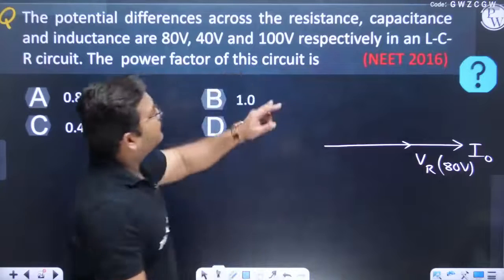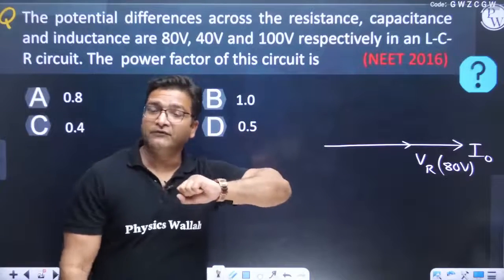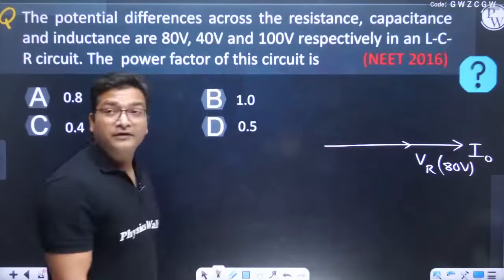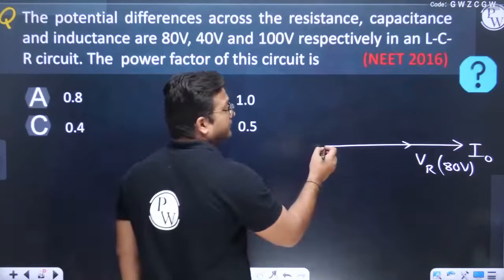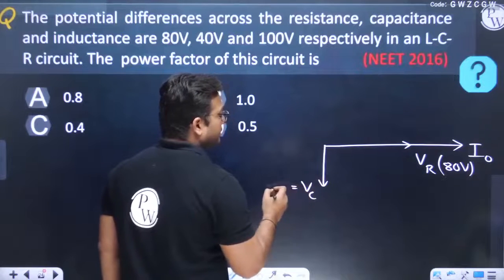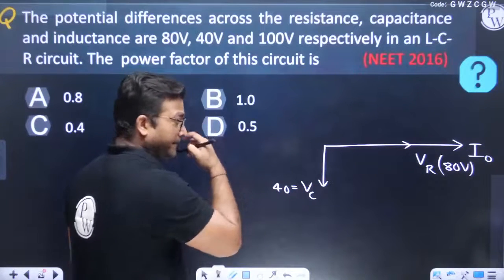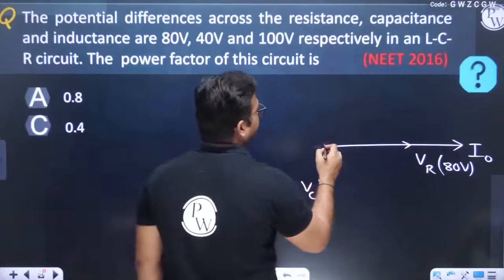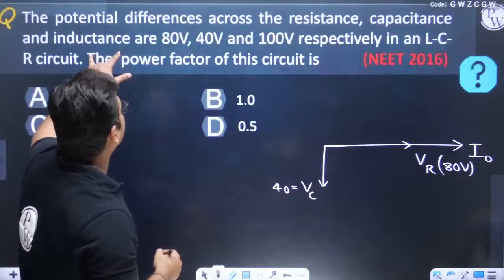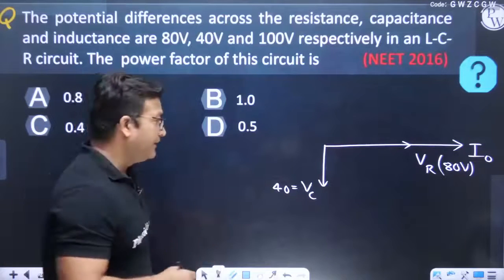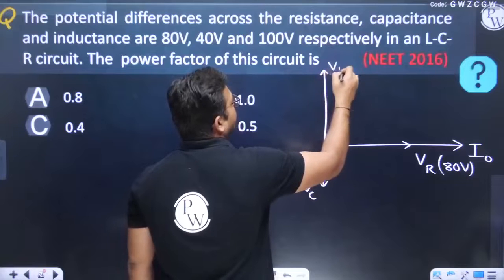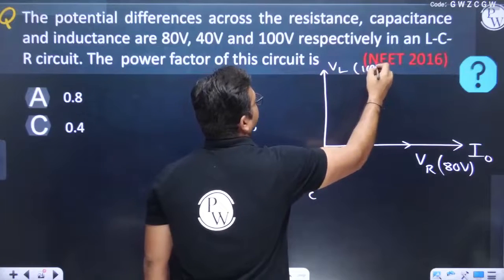Then we have voltage across capacitance as 40 volt. In capacitance, I think you remember current leads voltage, so voltage must lag current. So we have VC as 40, right? VC as 40, and then we have inductance voltage as 100 volt. So we have VL, and VL is 100 volt.